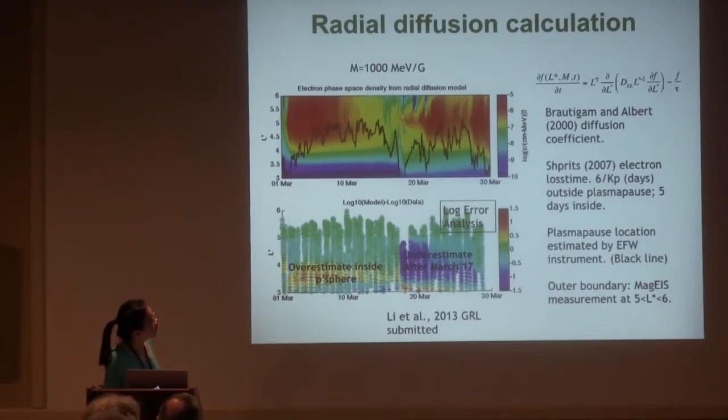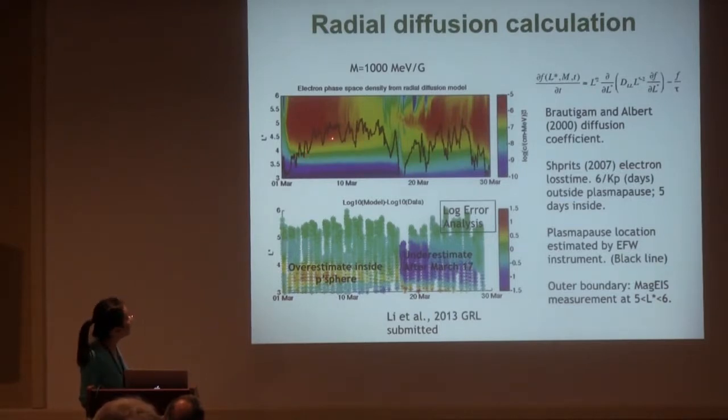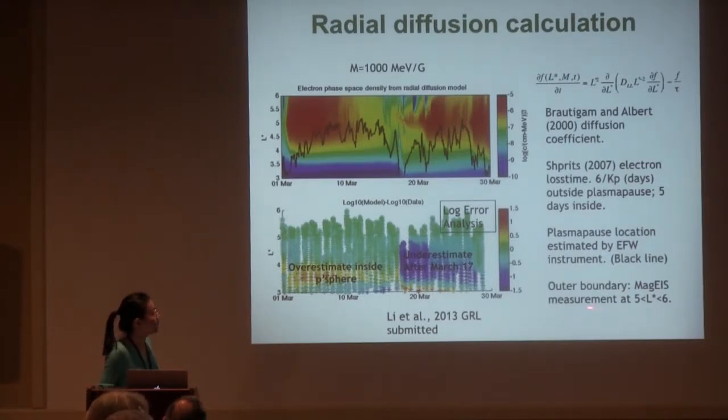And we use the Brautigam and Albert diffusion coefficient and Shprits's 2007 electron loss time. It's different for outside the plasmapause and inside the plasmapause. It's 6 over Kp for outside and fixed at 5 days for inside the plasmapause. And the plasmapause location is estimated by EFW measurement. It's plotted as the black line here. For the outer boundary, we take the MAGEIS measurement from L star larger than 5 and smaller than 6 as our input to this model.